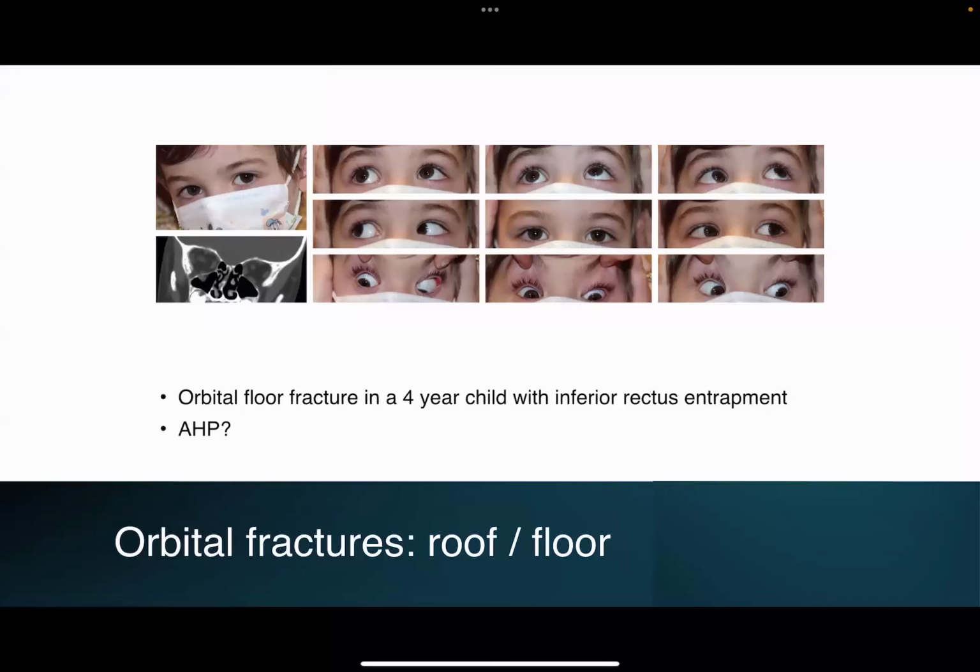The second one is orbital floor fracture in children. Actually, orbital fracture in children can be a roof fracture, which is usually a neurosurgeon's job. It's usually associated with CSF leakage, with some prolapse of brain tissue, or what we call pneumocephalus as well. So we don't go with the management. Orbital roof fracture is usually referred to neurosurgery.